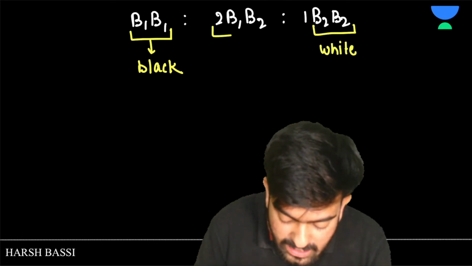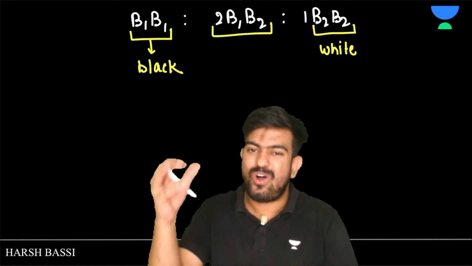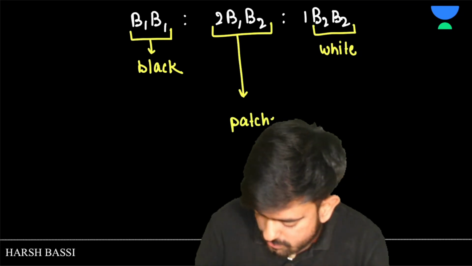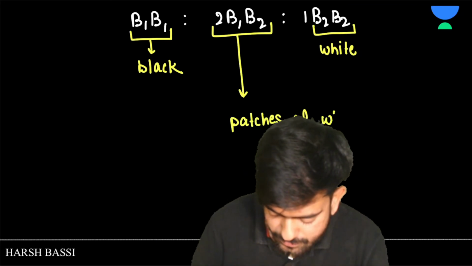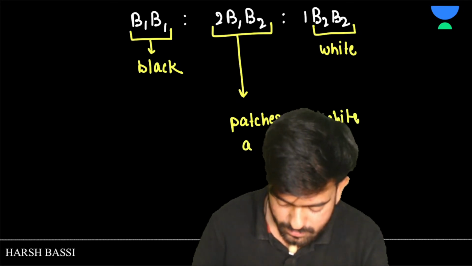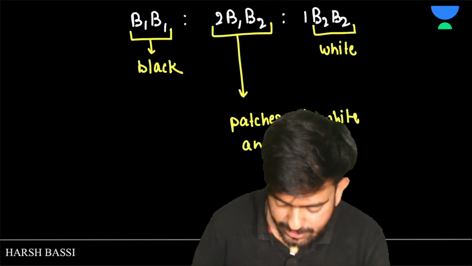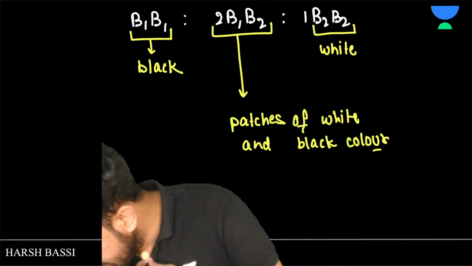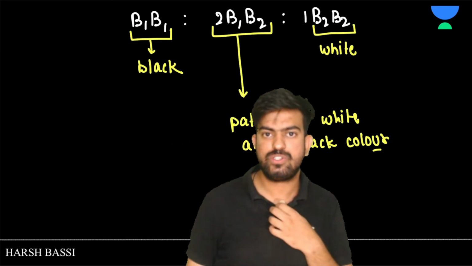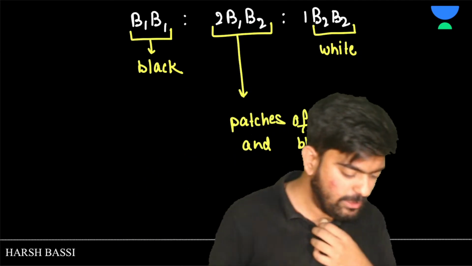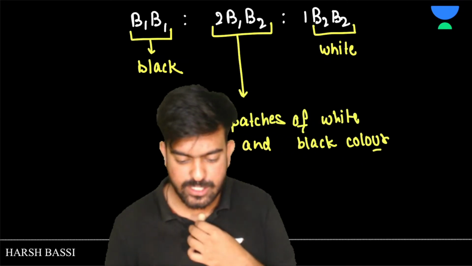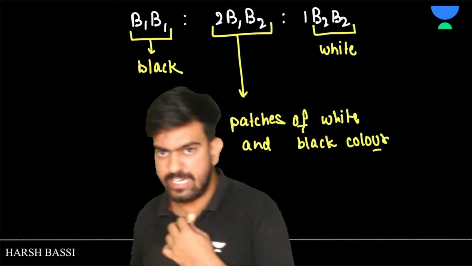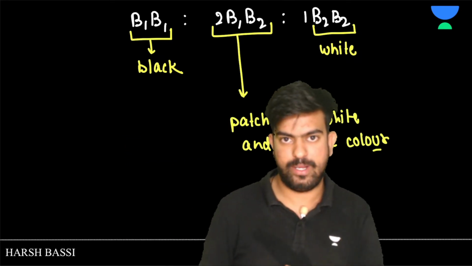But here we are going to get patches of white and black color. Clear to everyone? Any doubts anywhere? Let me know. Okay, patches of black and white color. Clear to everyone? Great. So this was one example of codominance.